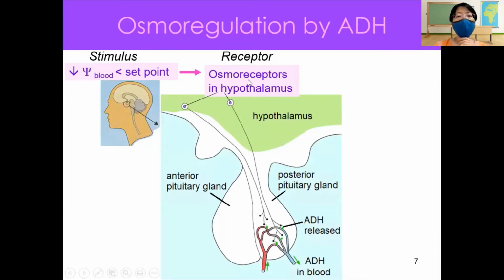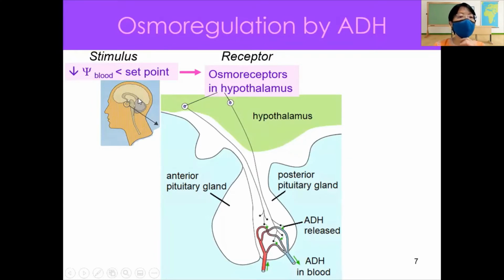So osmoreceptors are specialized cells that can detect the change of the water potential of the blood. These osmoreceptors are these cells here, these two cells labeled here, and they're located in the hypothalamus. So this is the hypothalamus. Exact location: if this is the head of the person, this is the brain, this is the front part of the brain. So we call this forebrain.